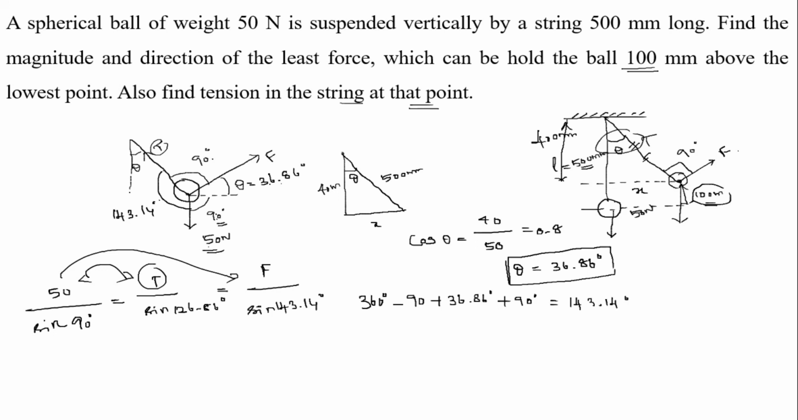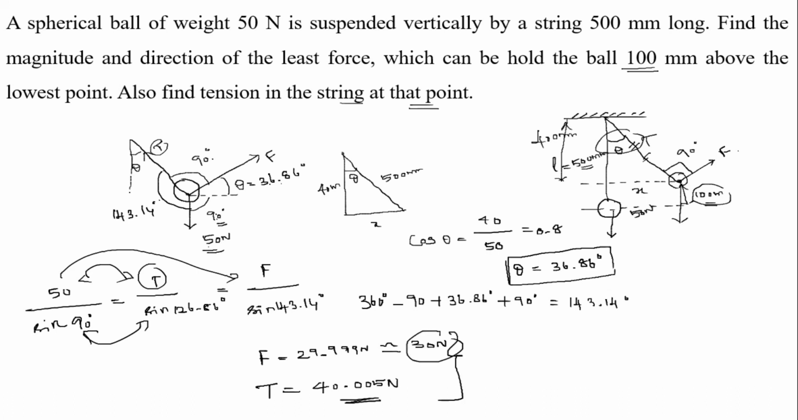What is the value of F? F is equal to 29.999 Newton, which is approximately 30 Newton. And what is the value of T? For T, we have to equate these two, right. So T is equal to 40.005 Newton. So this is the final answer. F is equal to 30 Newton. Find the tension in the string at this point. So tension is equal to 40.005 Newton. Clear? It's a very simple problem.